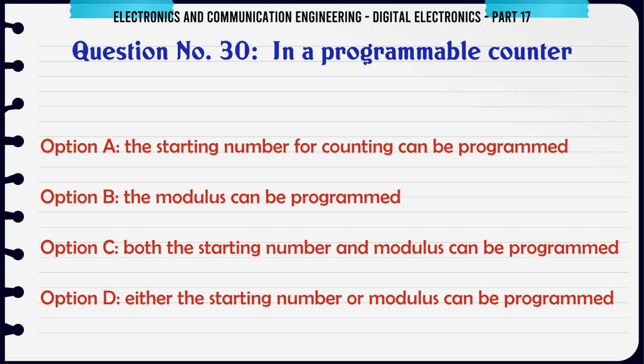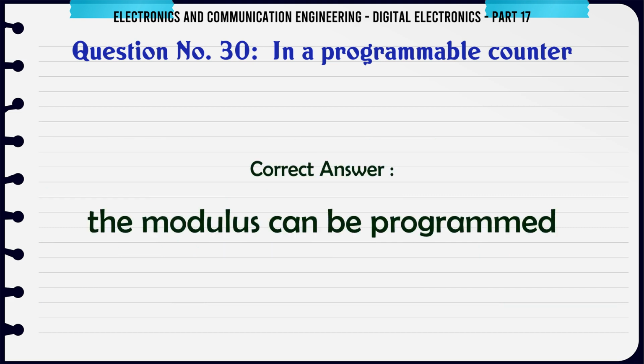In a programmable counter, A. only the starting number for counting can be programmed. B. The modulus can be programmed. C. Both the starting number and modulus can be programmed. D. Either the starting number or modulus can be programmed. The correct answer is the modulus can be programmed.